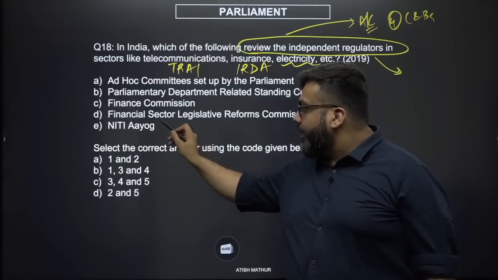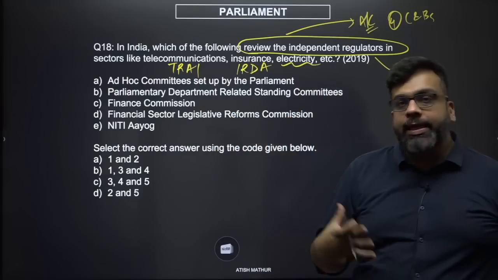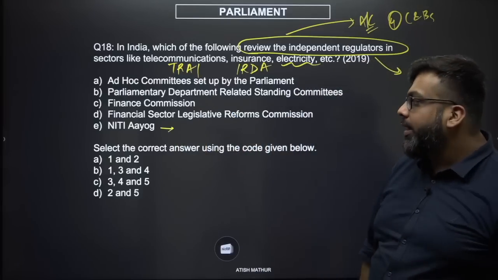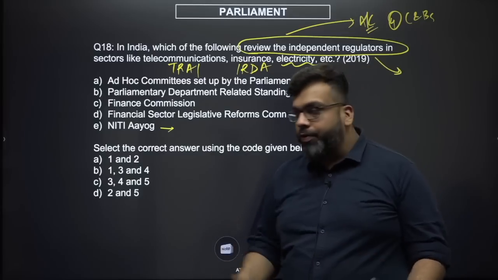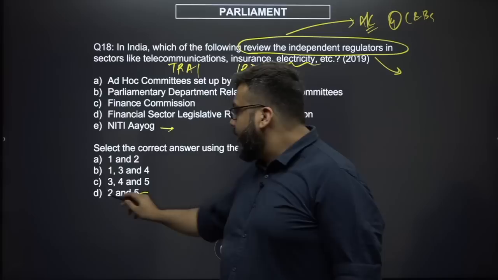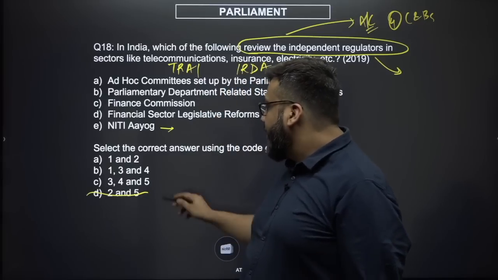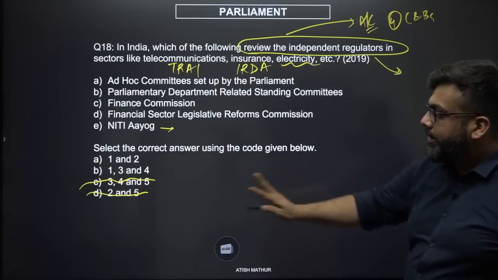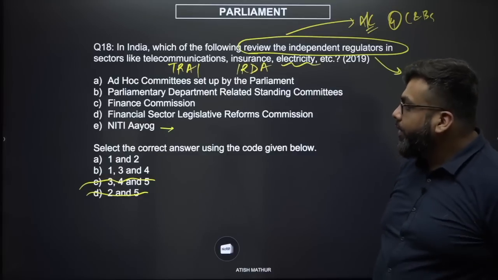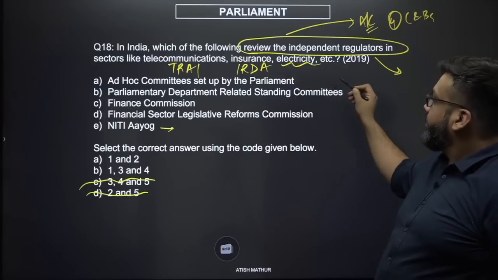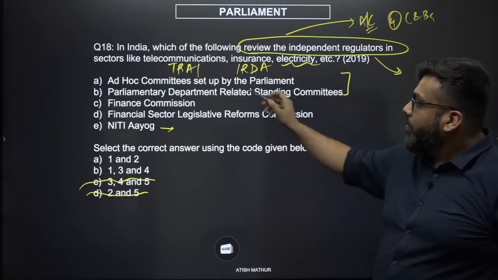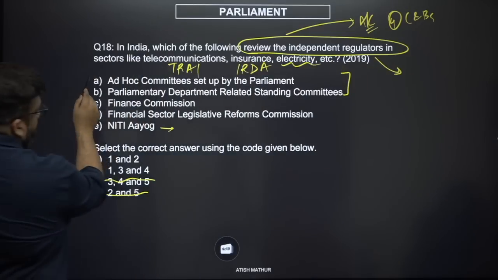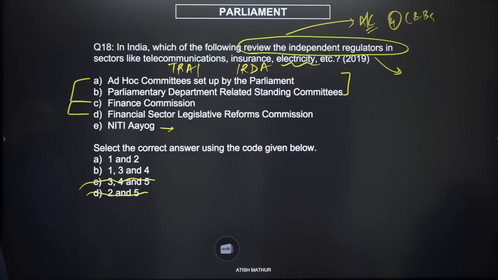Let us see, out of all of these, what is the least likely? Niti Aayog, because Niti Aayog is an advisory body. It's like a think tank to the government. It has no real review powers as such. So any option that has Niti Aayog in it automatically gets removed. Now you're left with 1 and 2, and 1, 3 and 4. 1 and 2 or 1, 3 and 4.